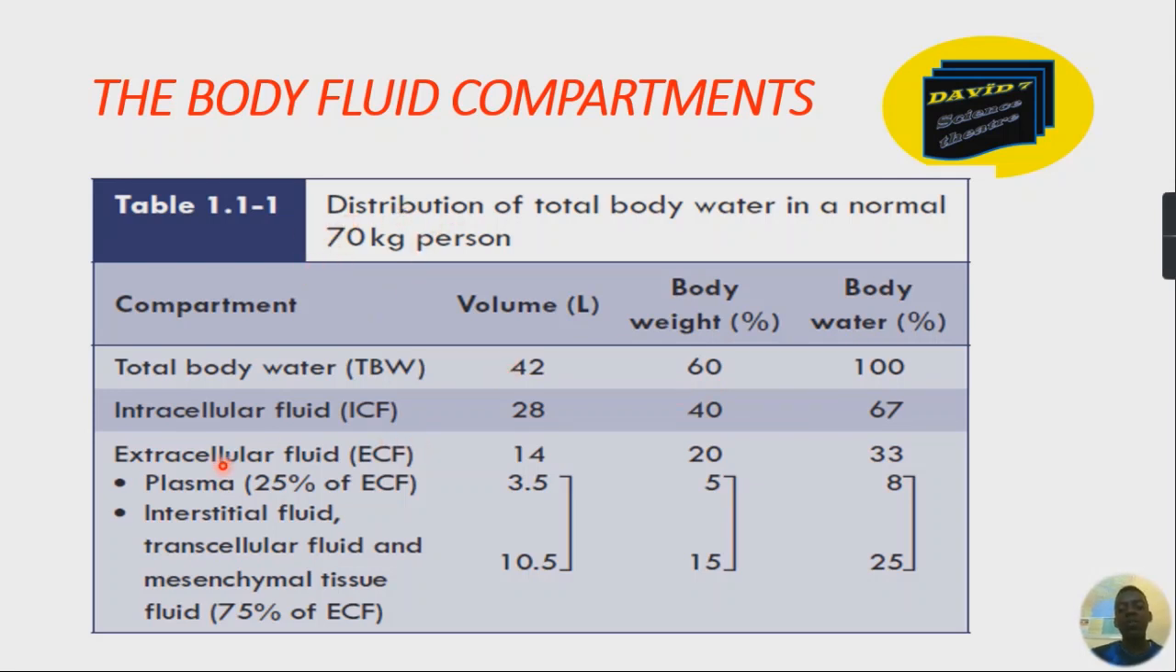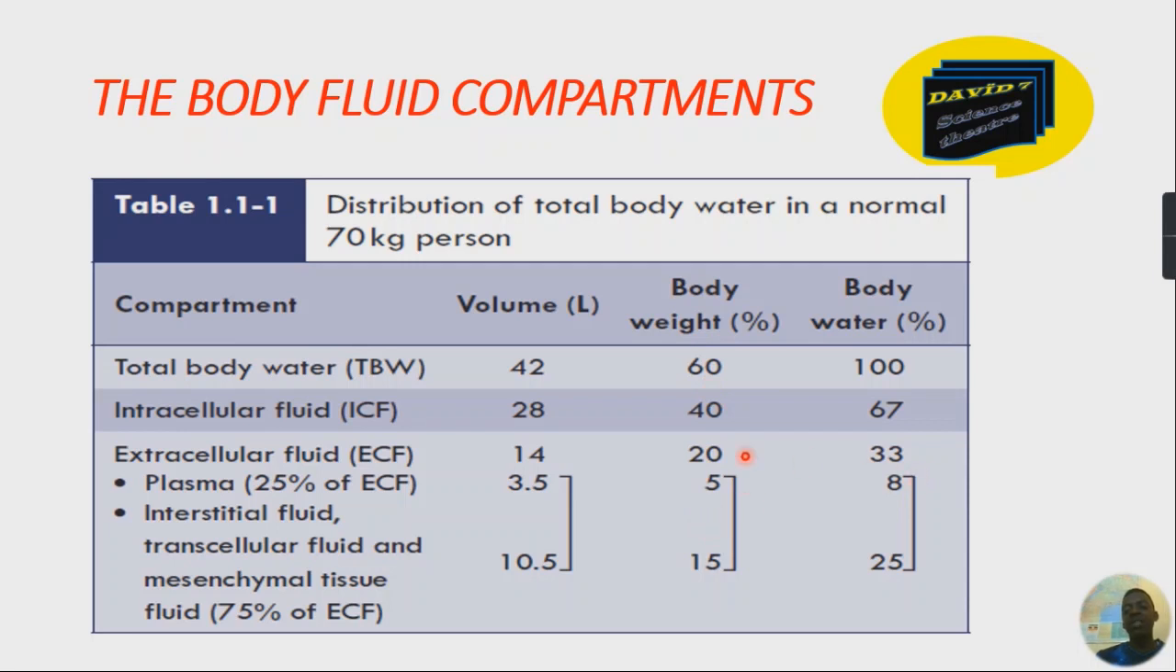Extracellular fluid, you'll find that the ECF has 14 liters. So 28 and 14 make 42 liters. It has 14 liters, which is just 20% of the total body weight and 33% of the total body water. In the extracellular fluid, we have a part which is called plasma. That is around 25% of the ECF, and plasma is about 3.5 liters.